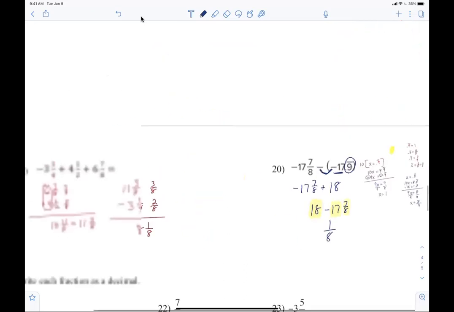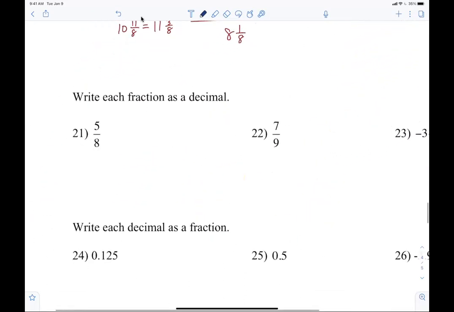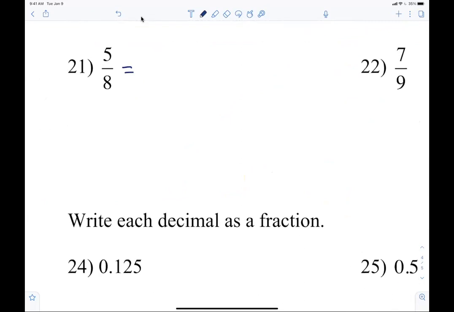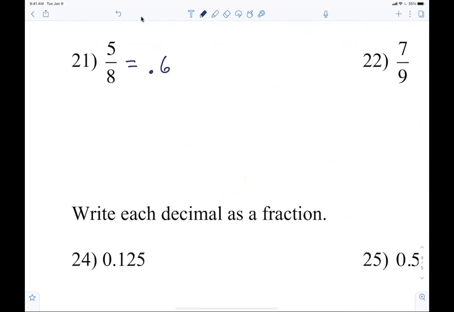All right, here we go. Let's knock out 21. Who remembers 5/8 as a decimal? Wilson. 0.625. Yeah, 0.625. Now, of course, if we forgot, we can just do what? 8. Everybody do that for me, just to make sure.